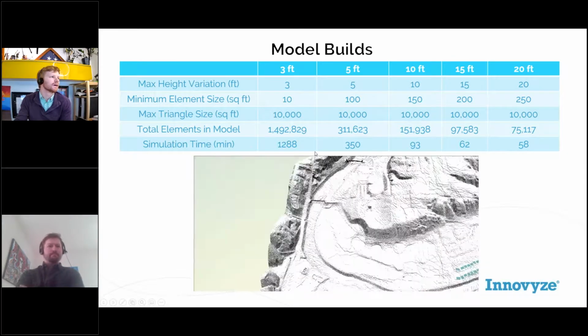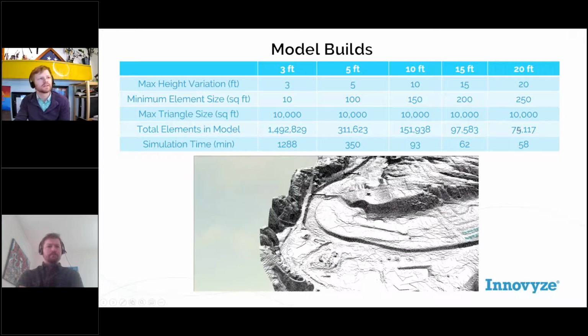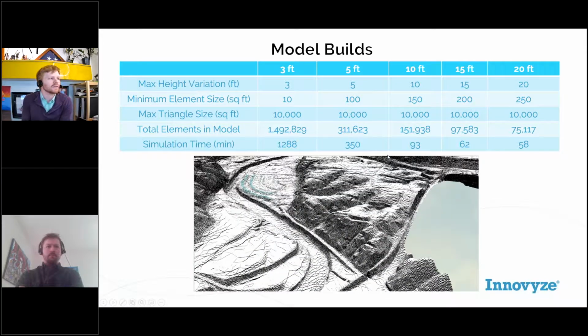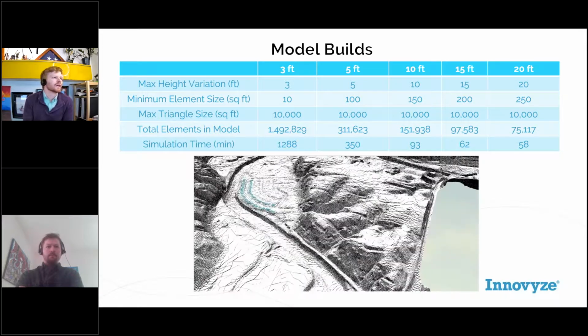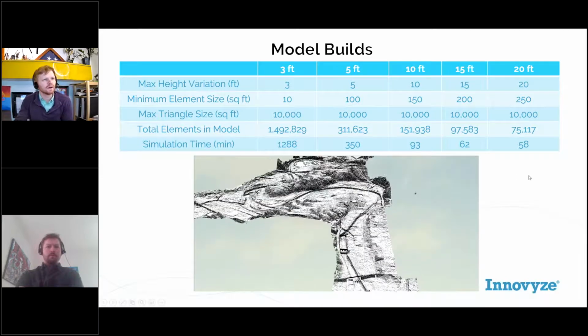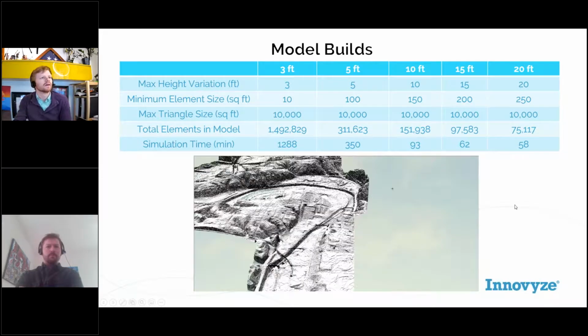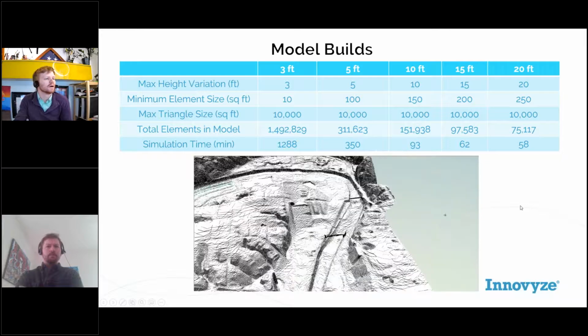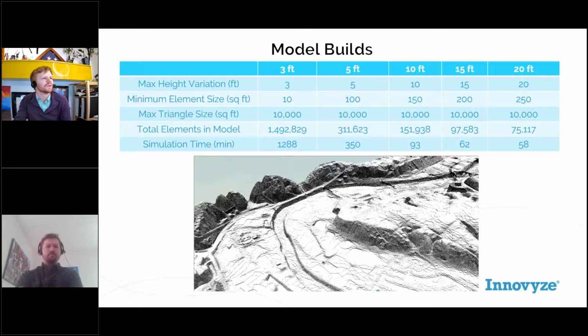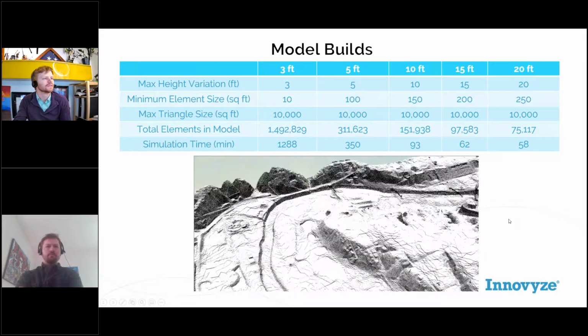As you can see, it started out with 1.5 million cells and went down to around 75,000. There's obviously a big progression in the simulation times, where we're looking at almost a day for the most detailed model, down to about an hour for the least detailed model. But hopefully we'll see in the results that this makes a big difference.